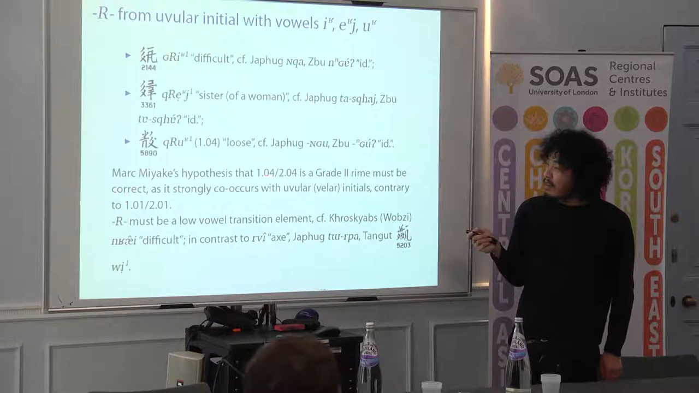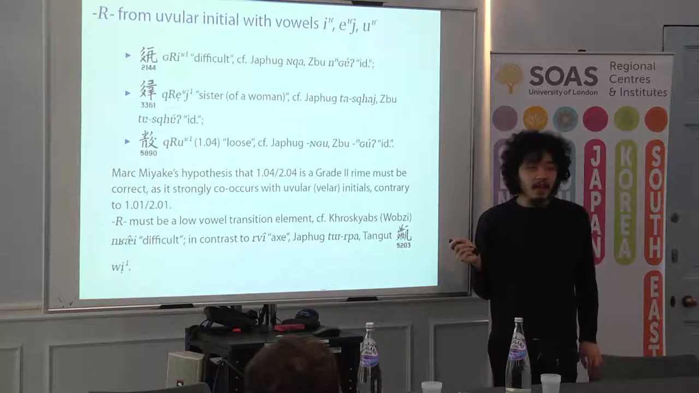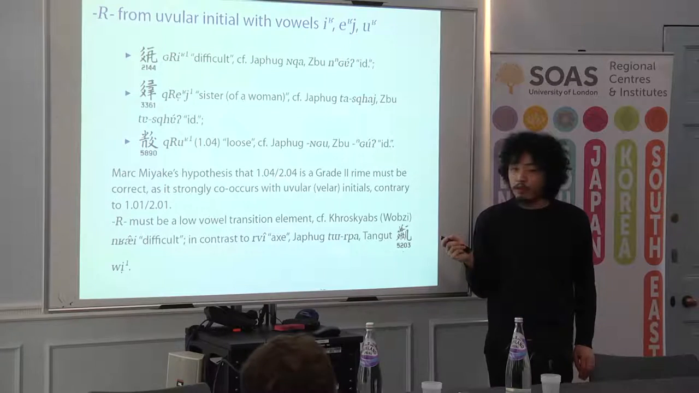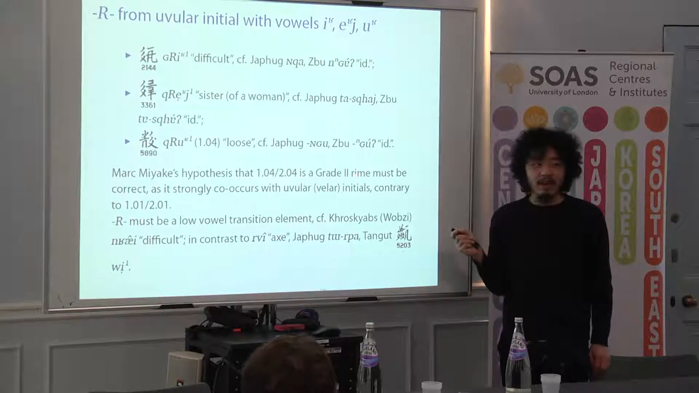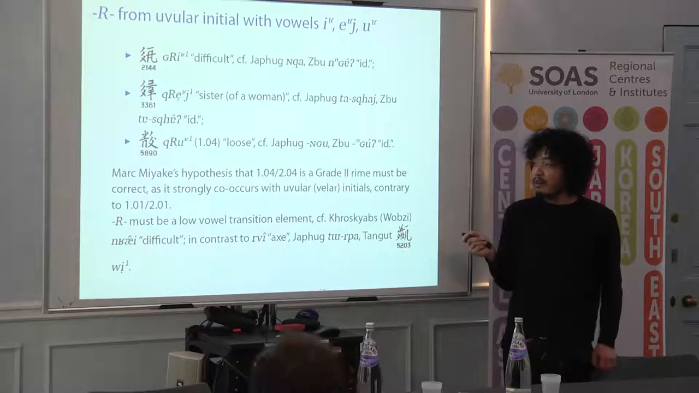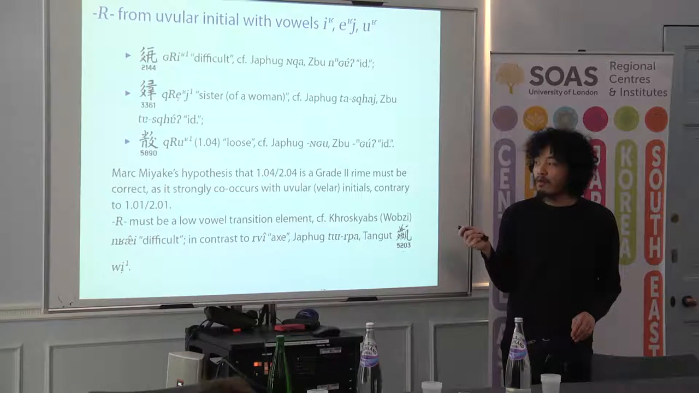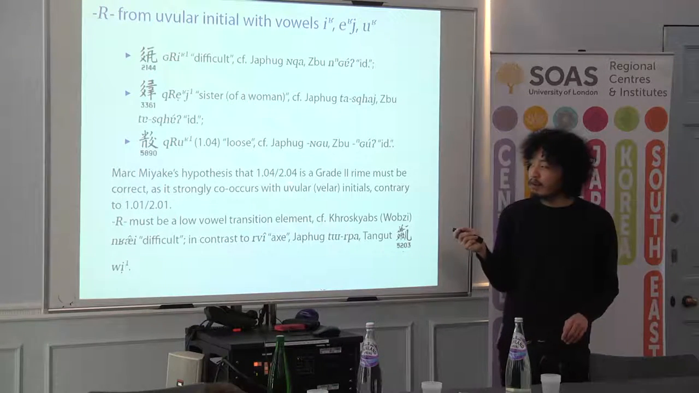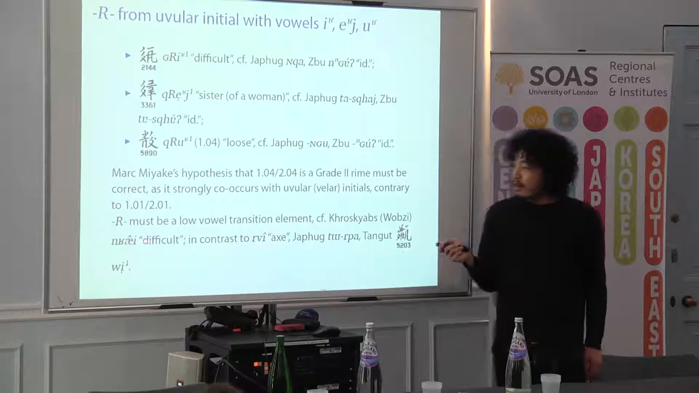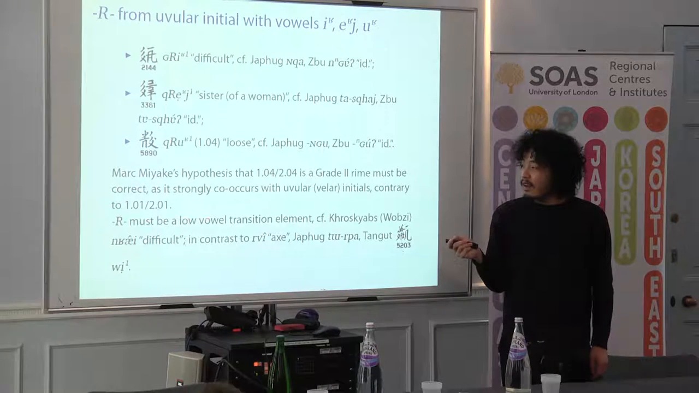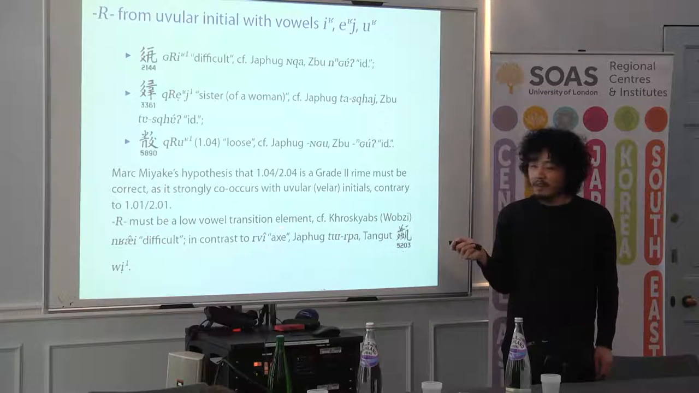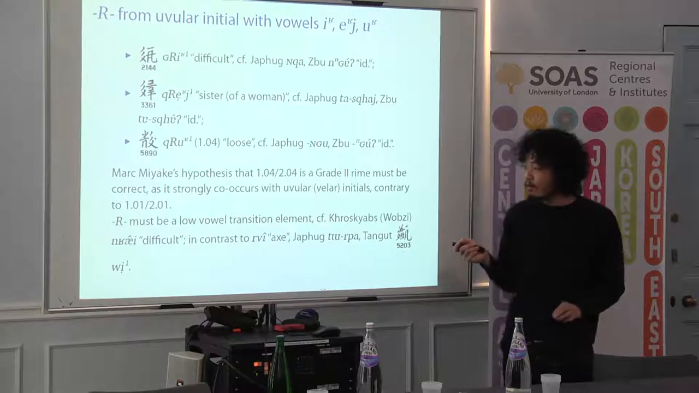That is why I think that Miyake's hypothesis that 104 and 204 are grade 2 rhymes and not grade 1 rhymes is correct, because basically you have other initials in 101 and 201, but you have almost only velar, in fact uvular initials in 104 and 204. So the R thing here is some kind of transitional element which has a low vowel.